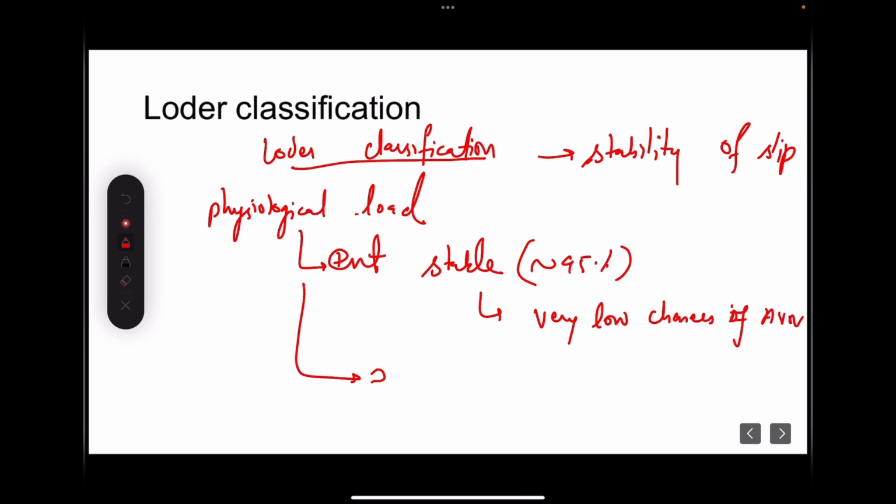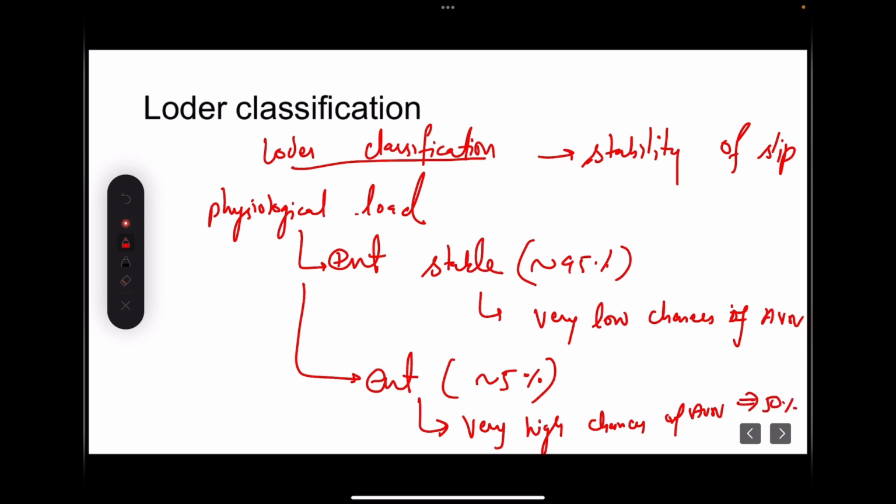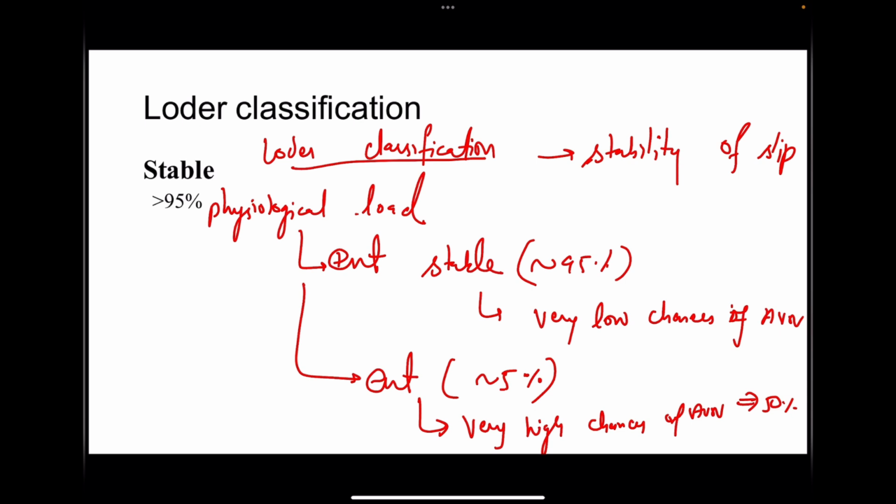But sometimes physiological loading cannot happen. The child is not able to walk at all. These are only 5% of the cases, luckily. And in these cases, there are very high chances of AVN, sometimes even up to 50%. So stable slip, more than 95% of cases are stable, fortunately, and there are fewer chances of AVN. Unstable, I already told you there are a very low number of cases, but high chances of AVN.